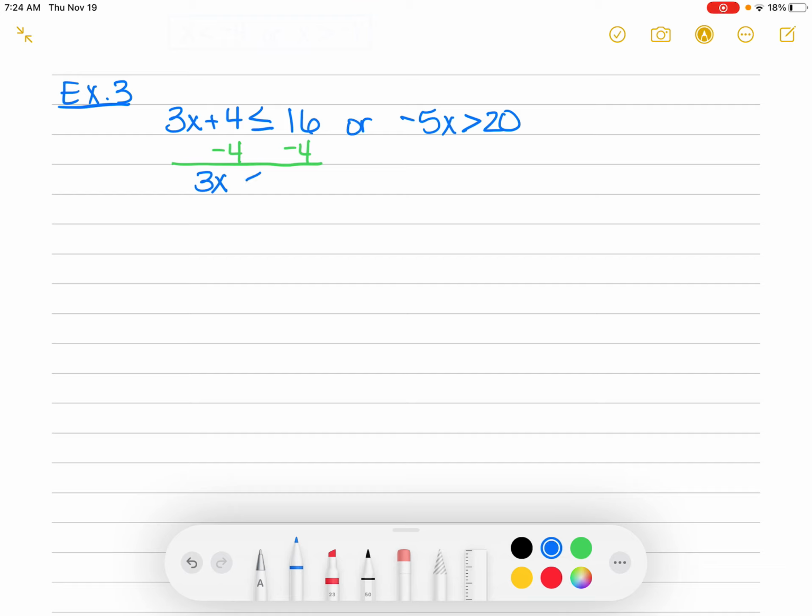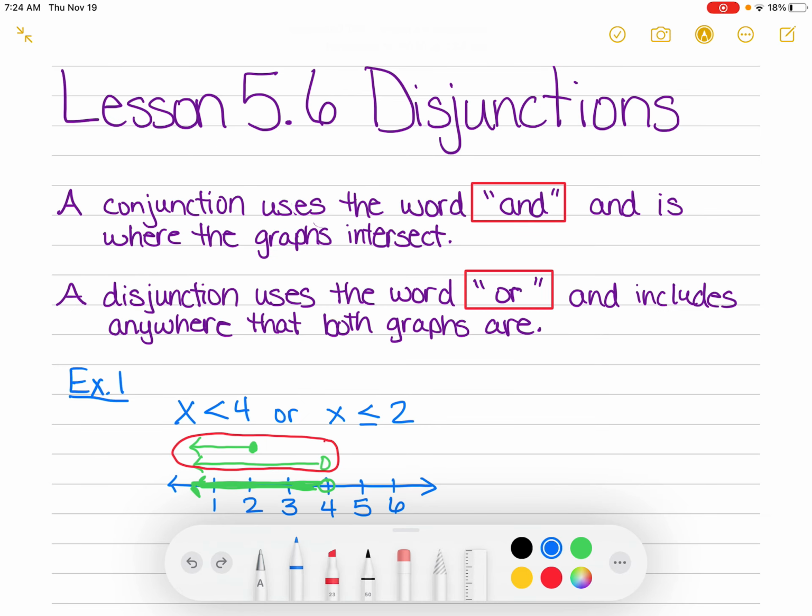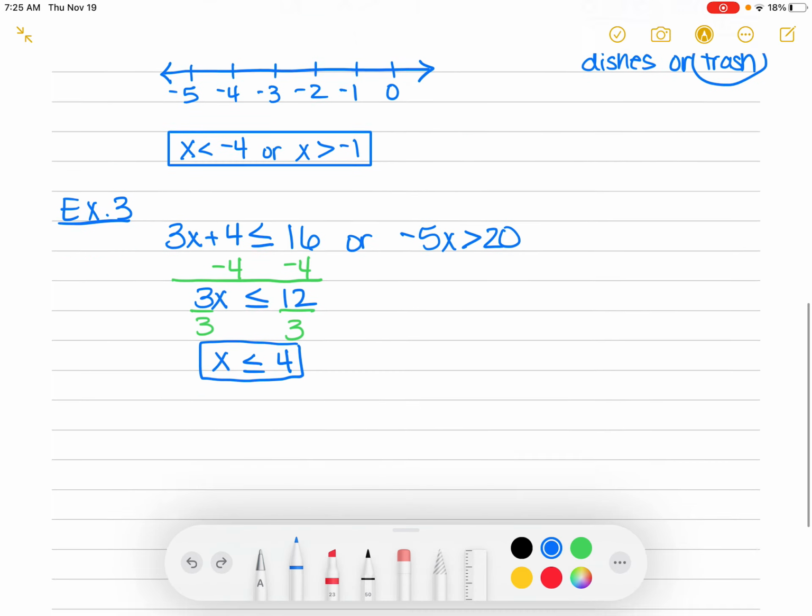So I'm going to subtract 4 from both sides. And then I'm going to divide by 3. So I get x is less than or equal to 4. And that's my answer on that one. Maybe I shouldn't have boxed it. Oops. Let's see.